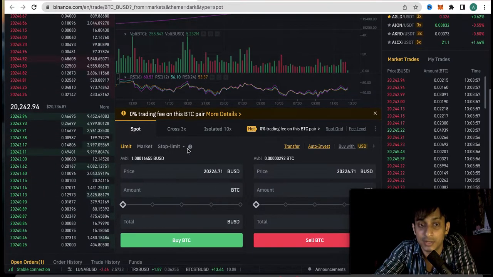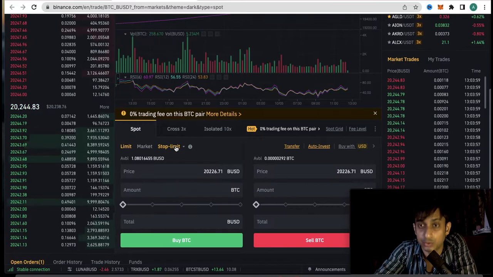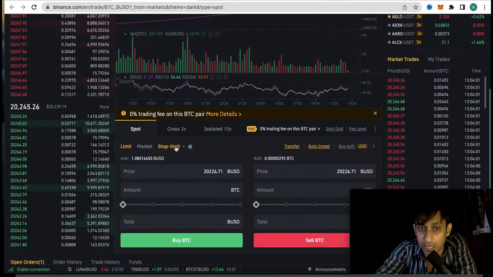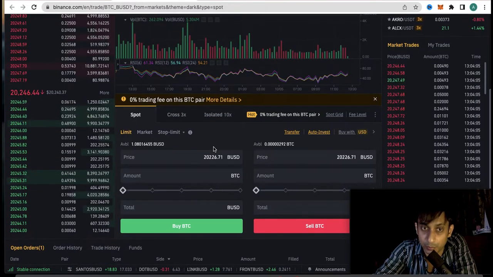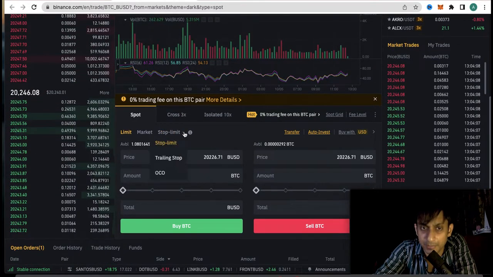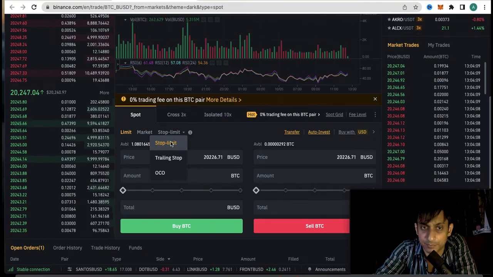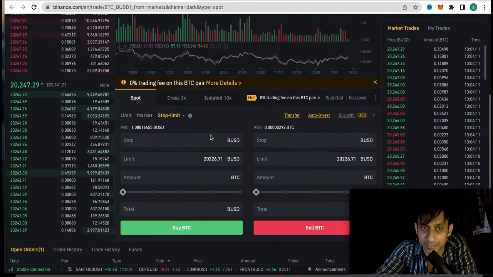This is how you can see the stop limit on the Binance exchange, and I'm going to show you how it actually works. Very, very easy. So first of all, we'll discuss the stop limit of the buy order. Let's say I have initiated this stop limit.